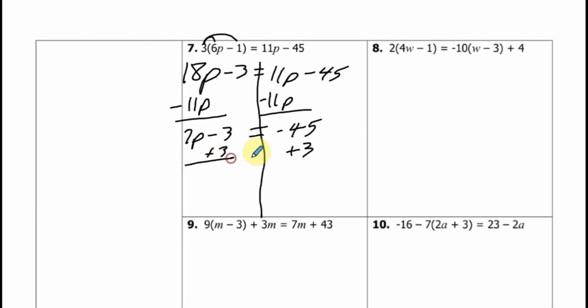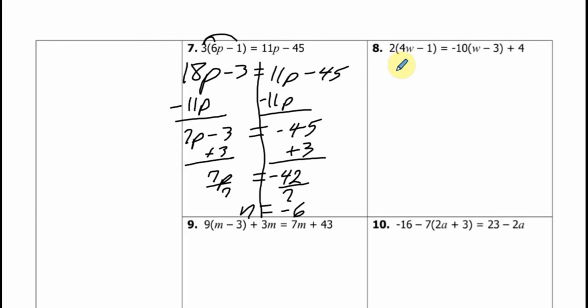So now the -3 and +3 cancel each other out. Bring down the 7p. 7p equals -45 plus 3 is -42. Last step, divide by 7, divide by 7, get p equals -6. Okay.